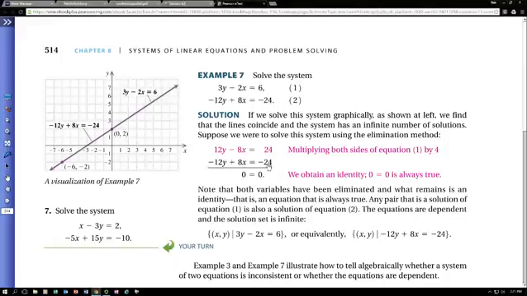And I could do that. And if I was in a real high stakes test, like the chapter test or something like that, and I forgot what this means, try some ordered pairs. If I can do multiple ordered pairs and actually have them work in both of these equations, that means that there's an infinity of solutions.